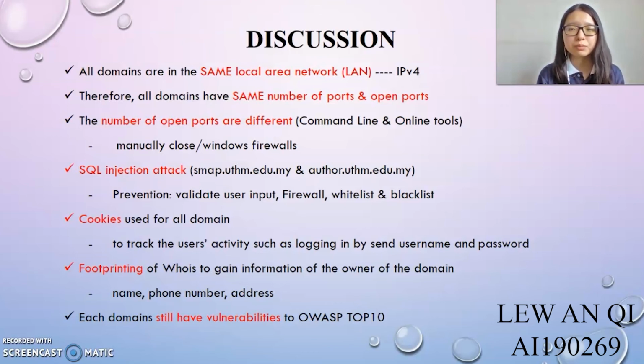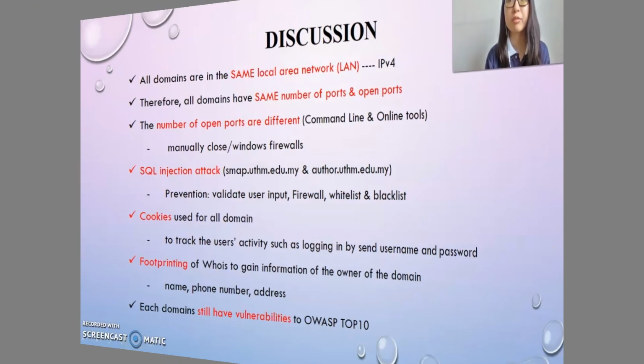And cookies were used for all domains, and cookies can be used to track user activity such as login, where the user sends the username and the password. The next part is fingerprinting. We used WHOIS to gain the information of the owner for all the domains. The information we can gather is the name of the owner, the phone number, and the address of the owner. The last part is that each domain still has vulnerabilities to the OWASP Top 10.